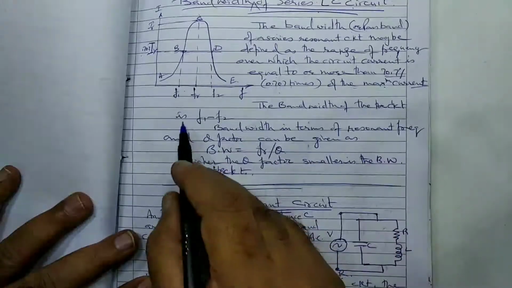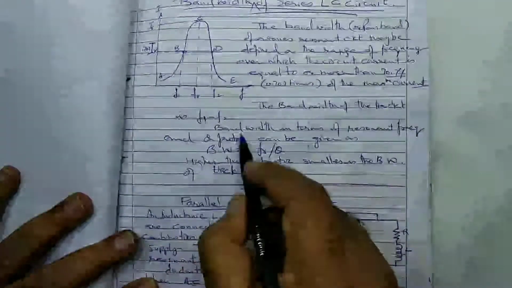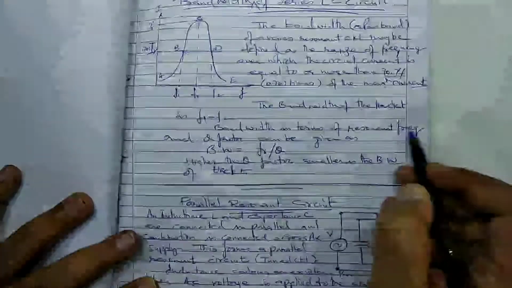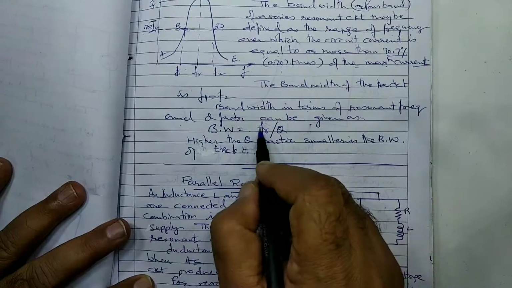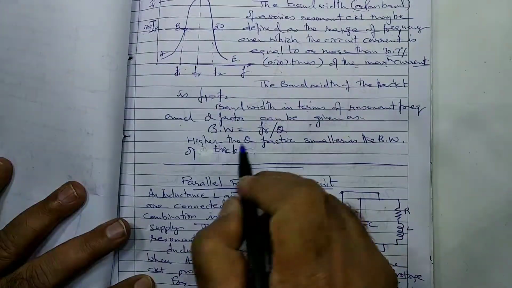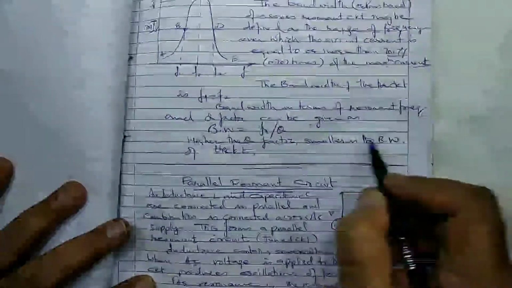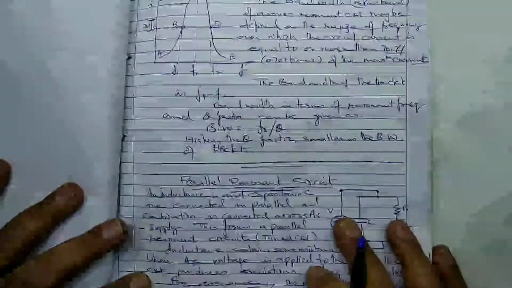The bandwidth of the circuit is F1 minus F2. The bandwidth in terms of resonant frequency and Q factor can be given as bandwidth is equal to FR divided by Q. Higher the Q factor, smaller is the bandwidth of the circuit.